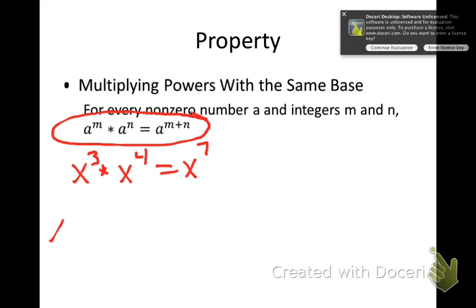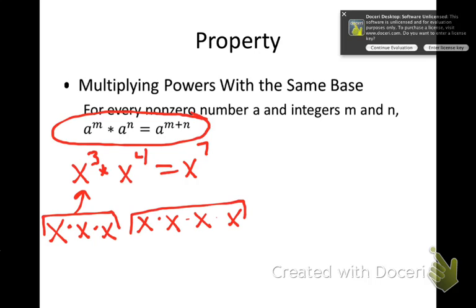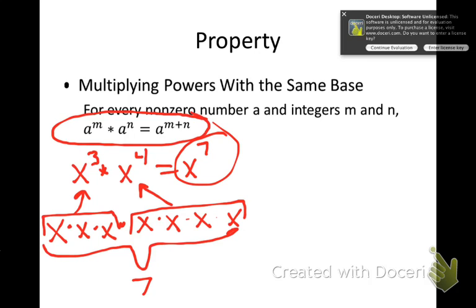x to the third really is x times x times x. All that can be expressed as x to the third. x to the fourth is really x times x times x times x. All that is x to the fourth. When I multiply all that, as I list them out, I have 7 different x's, so I get x to the 7th. Just having that understanding of what an exponent is will help get you there. Okay?